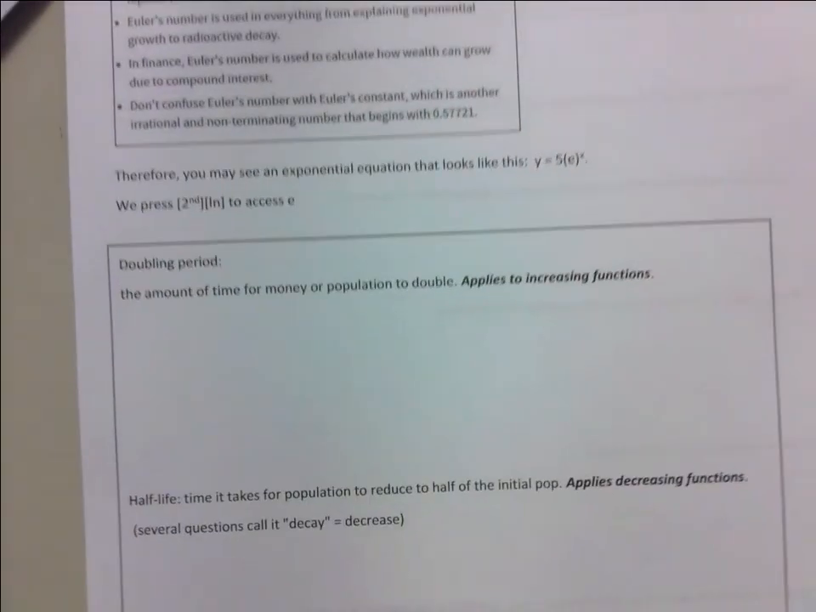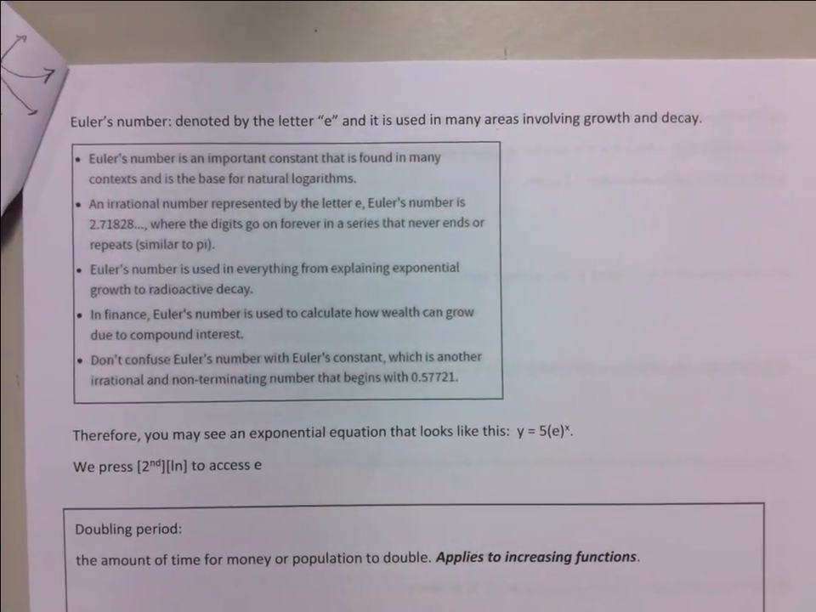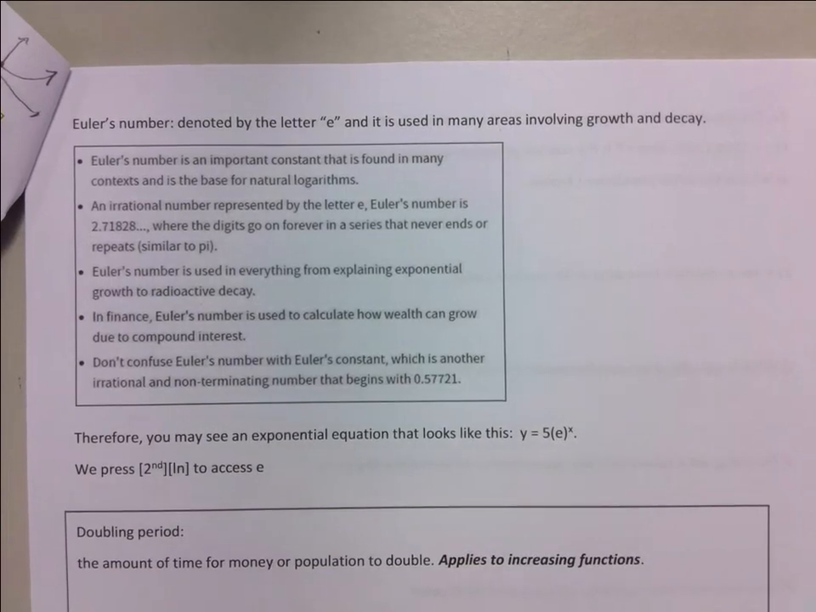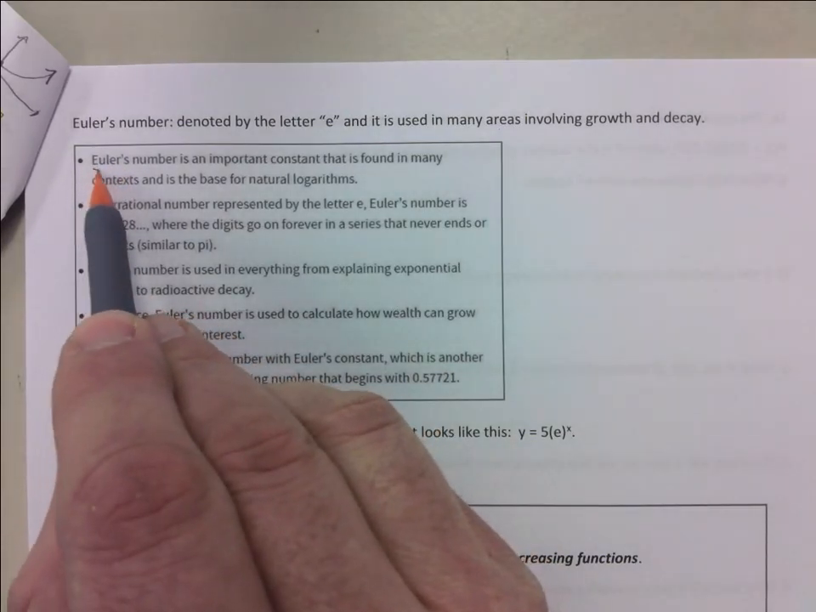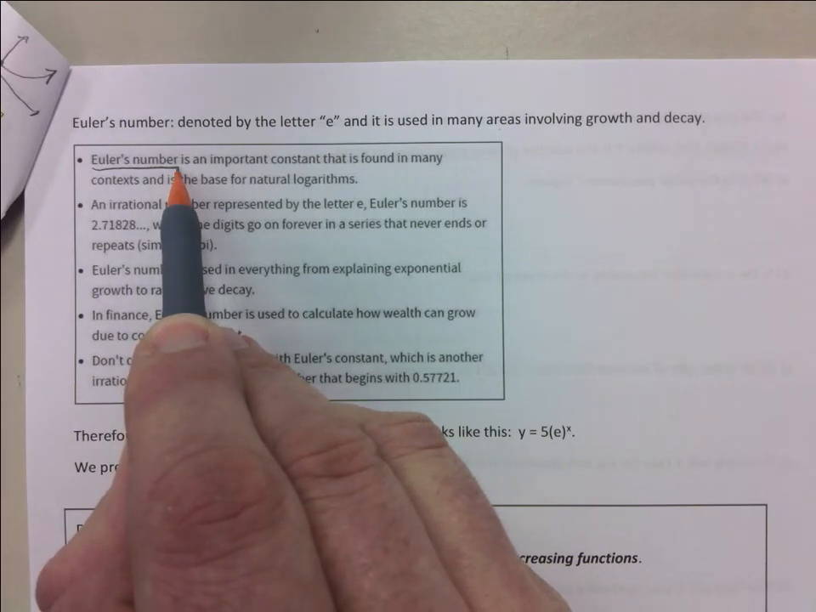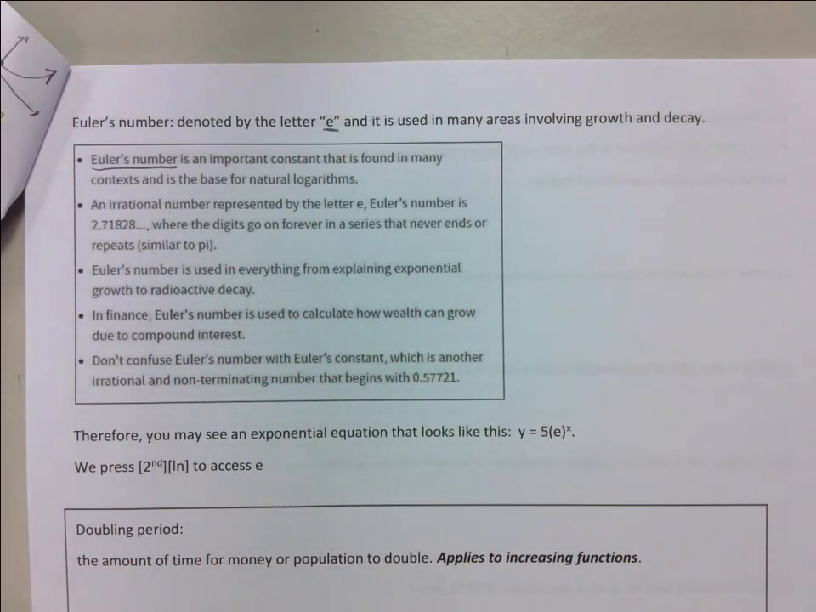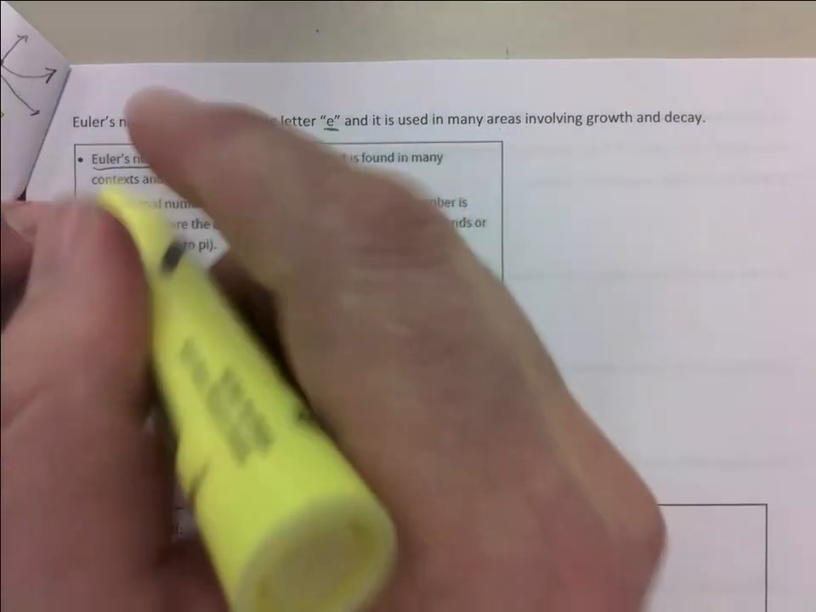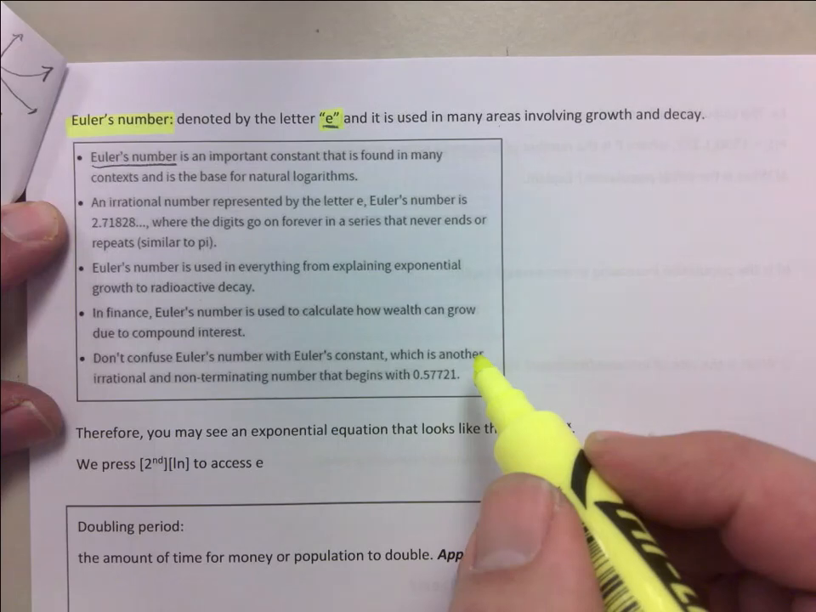I just want to talk a little bit about E. E is like pi. Okay, so E is not just a random letter from now on. E is Euler's number. Okay, you don't need to remember what it is. You just need to know that that's what we're talking about. So highlight that, please. E stands for Euler's number.